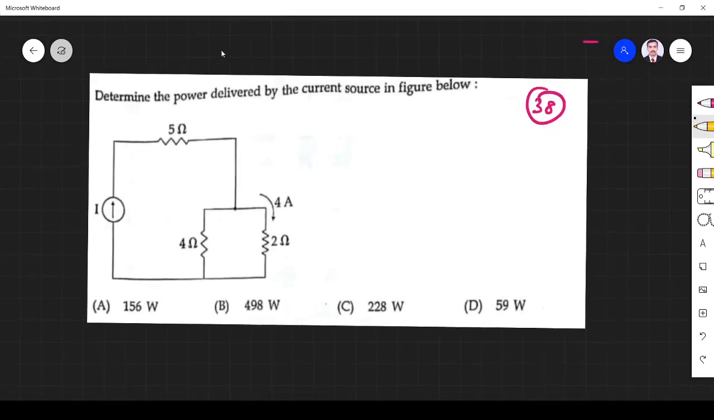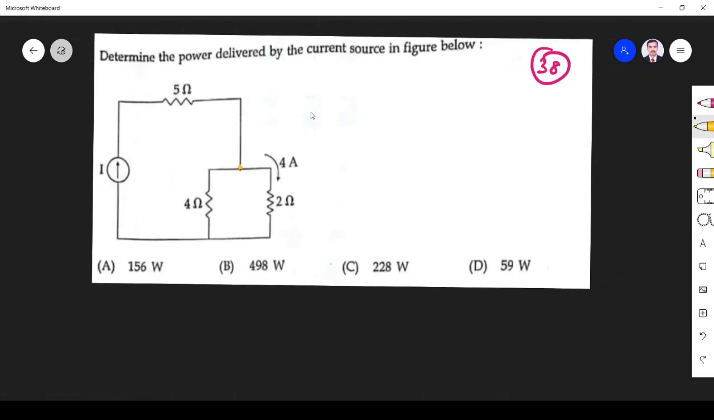Next question. Determine the power delivered by the current source in the figure. So what have they given? They have given the current at this point, so current here is 4 ampere. I use the current divider rule and find the total current entering here. So I total is what I want to find. The total current through this branch is 4 ampere. So how can I find the current through this 2 ohm? Let us assume this is the total current, so I apply the current divider rule.